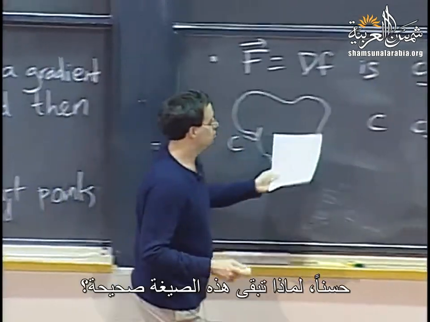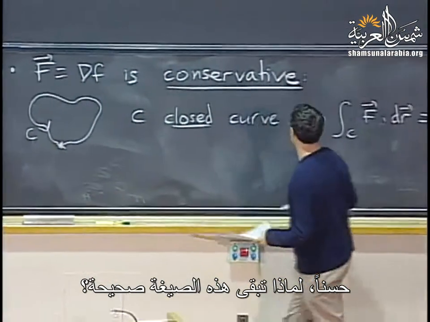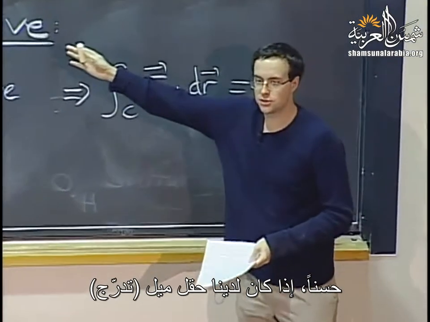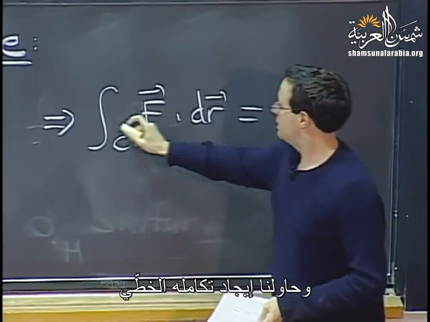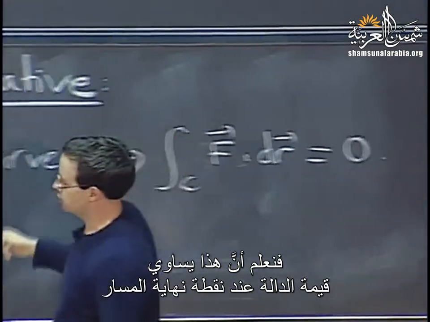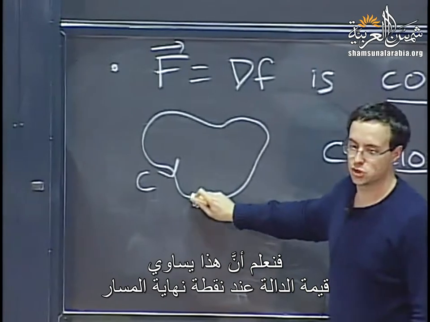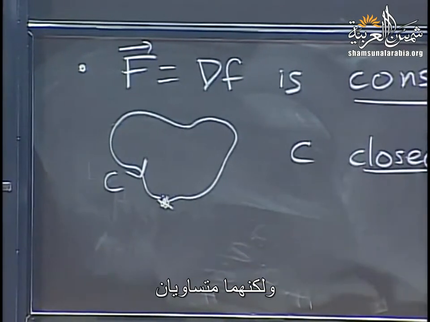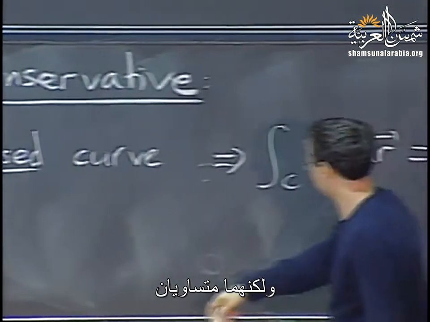Okay, and now why does that hold? Well, if I have a gradient field and I compute this line integral, I know that it will be the value of a function at the end point minus the value at the starting point. But they're the same point, so the value is the same.